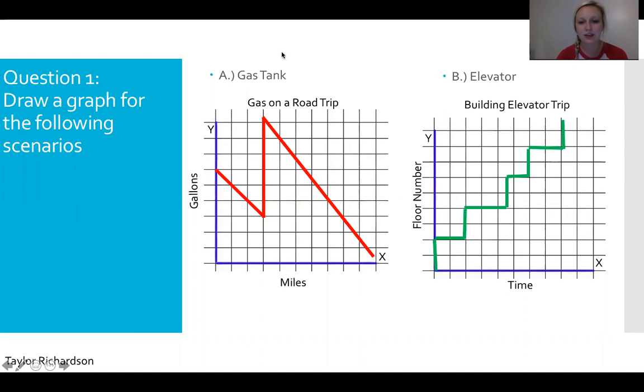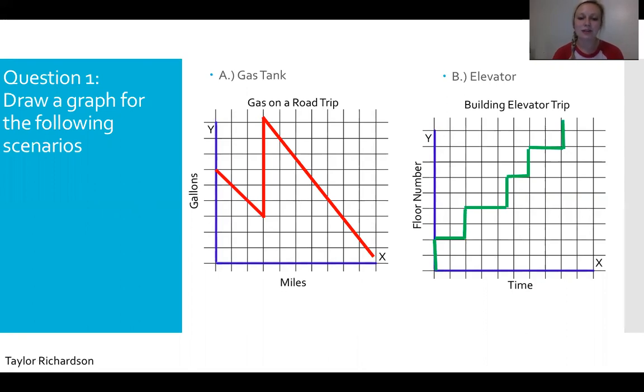And so we can see in the graph in part A, I have the graph labeled gas on a road trip. And we can see where the red line begins, you can see it is sloping downwards until about the third little notch here. And then you can see that it stops and it just goes up in a straight line. That point on our graph is when the truck is filling up its gas tank. It's not going anywhere, it's not using any fuel, it's just standing still and filling up its gas tank.